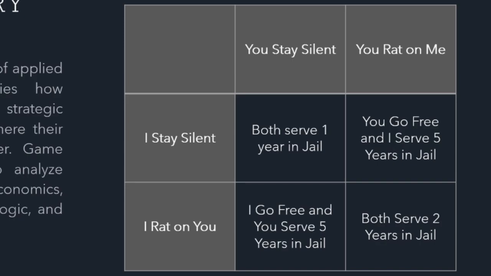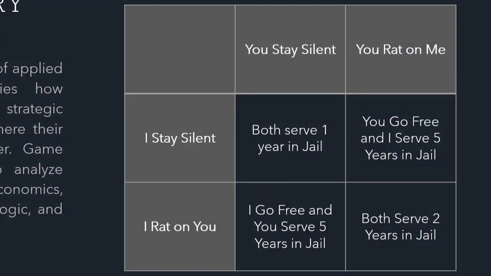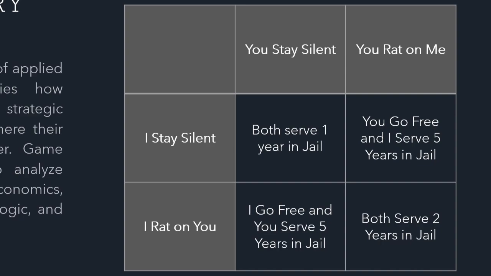This is a completely hypothetical situation, and I am not a legal expert. So, try to understand what I'm trying to say. So both of us, you and I, we remain silent. And so both of us get 1 year of jail time. But if I rat out on you, I go free and you get 5 years. If you rat out on me, you go free and I get 5 years of jail time. And if both of us rat out on each other, then both of us serve 2 years of jail time.